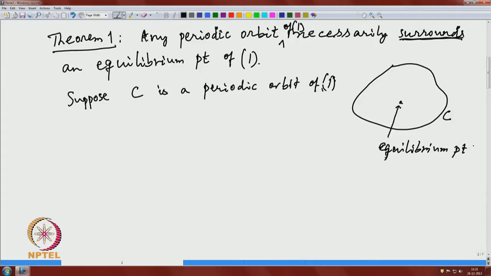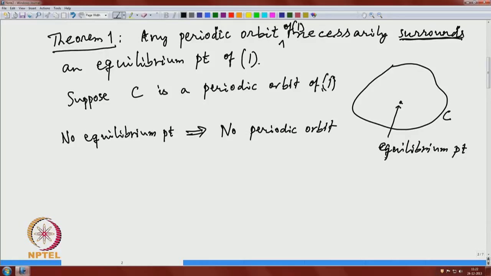So, theorem 1 is in some sense a negative result. Theorem 1 implies that no equilibrium points implies no periodic orbit. So, in order to have periodic orbits, necessarily the system 1 has to have some equilibrium points. Let me just briefly describe how this theorem 1 is proved.